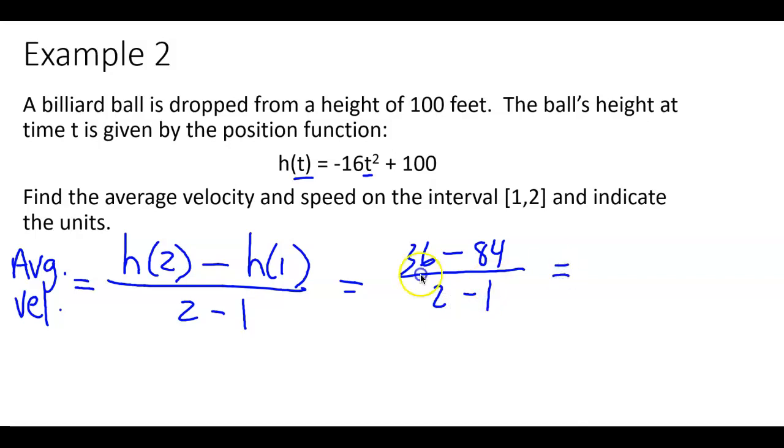Now, just so you guys understand, 36 means after 2 seconds have gone by, the ball is now at a height of 36. At 1 second it was 84. So it went from 84 feet to 36 feet in just 1 second. So that's a fast drop. So let's go ahead and subtract those. Help me out there. I don't know what that is. 48? Maybe somebody can double check me on that. Negative 48.